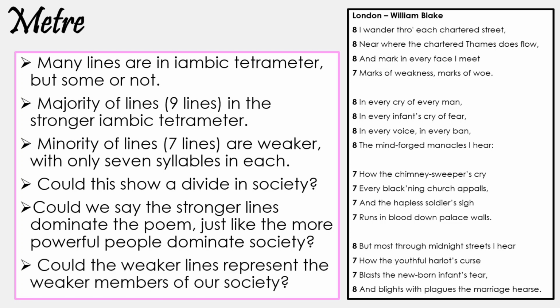Similarly, could we say that the weaker part of society, those being oppressed, are represented by the weaker lines? The lines seem incomplete, just like their lives are incomplete. They are the subservient in society, the chimney sweeps, the infants, the harlots. They are weak in terms of their power and weak in terms of their physical conditions due to harsh living conditions, and this could be represented by the weaker lines.